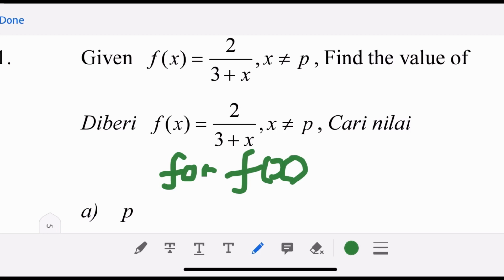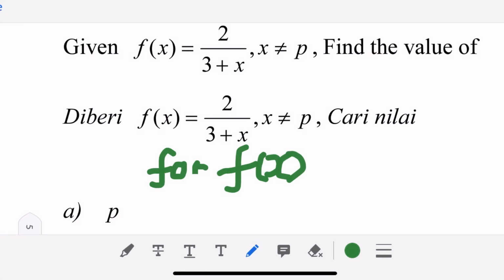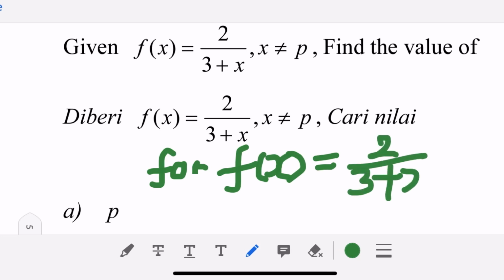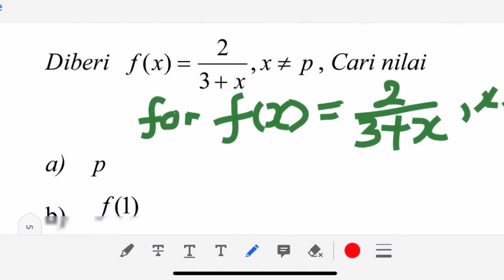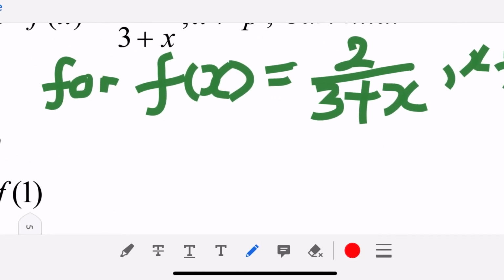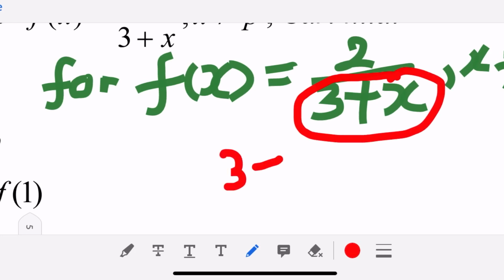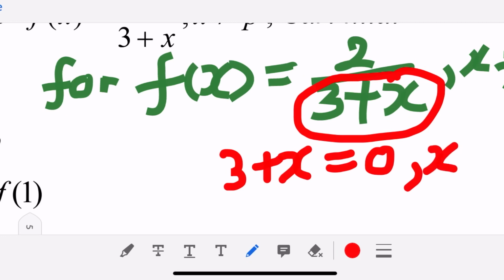For any function, when you have the denominator with the x, you have to define the range of the values of x so that the function can be defined. Defined means that the function can produce an image when you put in the object. Understand? So look at the denominator. It comes with 3 plus x. There is an x there.